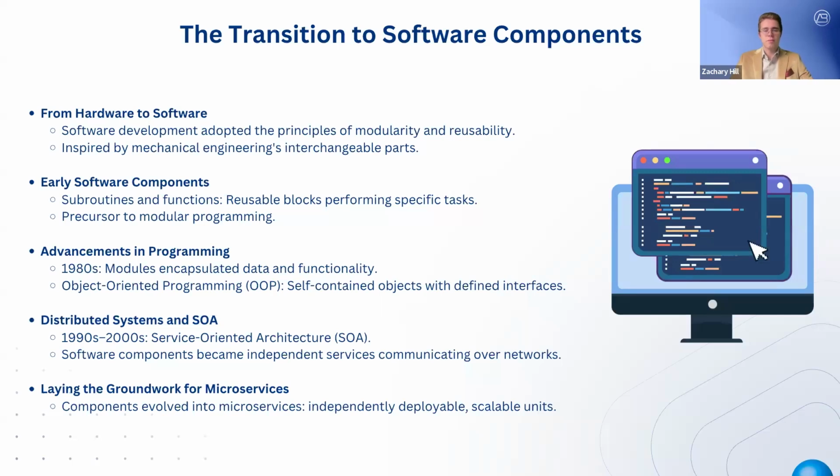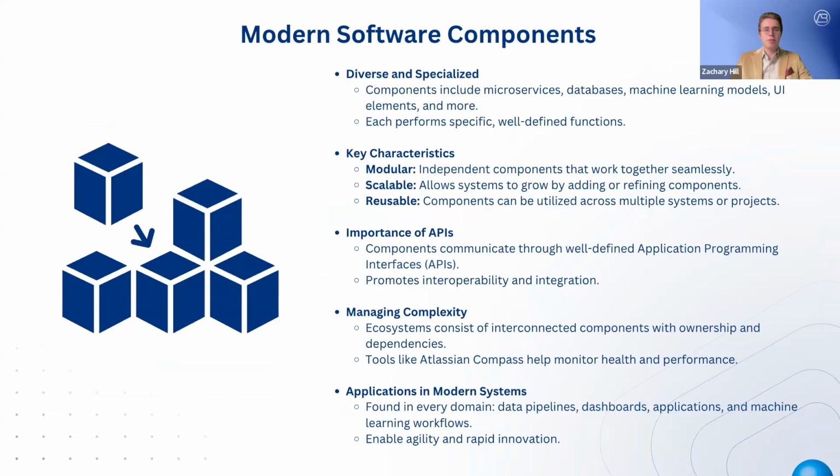Now, this shift paved the way for modern architectures like microservices, where components are independent, scalable, and easily deployable units. Now, this transition from hardware to software components revolutionized how systems were built, enabling more efficient, reliable, and adaptable software. Modern software components have evolved into a diverse array of specialized tools and systems. They range from databases and microservices to machine learning models and user interface elements. Each component is designed to perform a specific, well-defined function, contributing to the overall system's functionality.